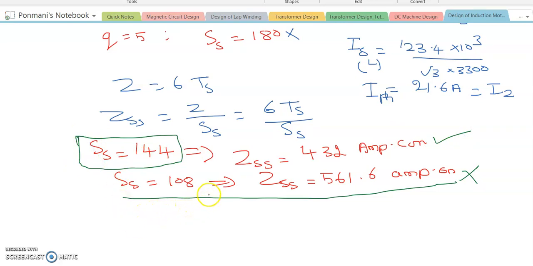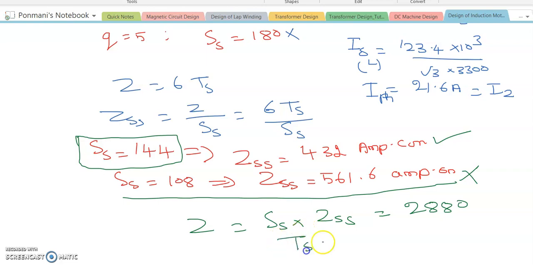So for this particular value of slots, again we will be calculating the total number of stator conductors. Total number of stator conductors Z is SS into ZSS. If we multiply these two, we will be getting the total number of conductors as 2880. So for these conductors, we will finally be calculating Ts. Ts is equal to Z by 6, so it will be 480.